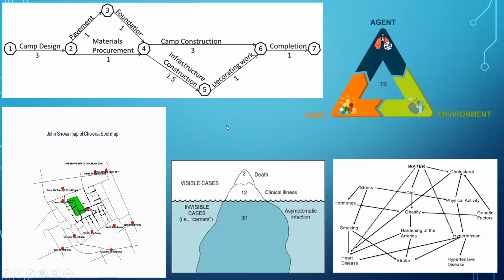And lastly, these are some diagrams which are given in your book. The most common diagram asked is the iceberg phenomenon, then the spot map by John Snow, then web of causation. Then management techniques like program evaluation review technique and critical path method. Epidemiological triad. So these are all the various pictures which are given in the book. They may show you this picture, and they will ask questions on those pictures.